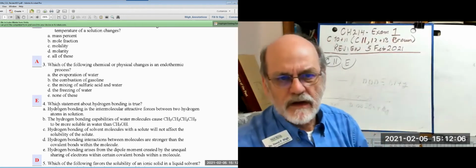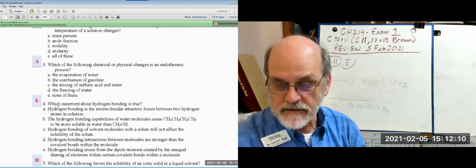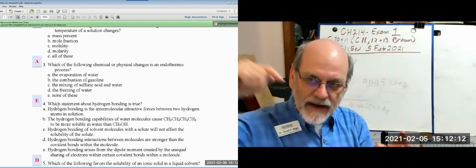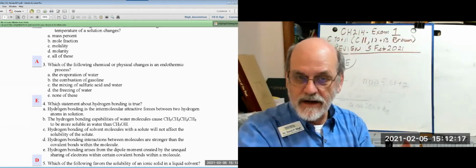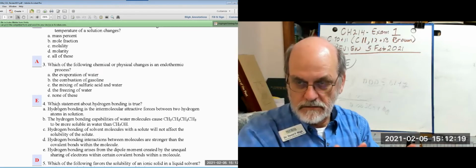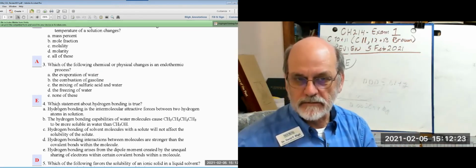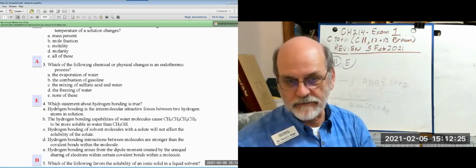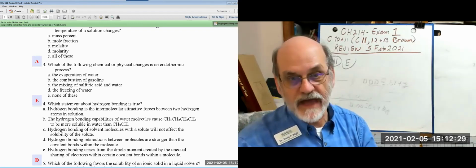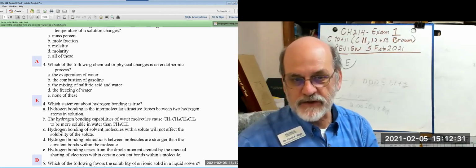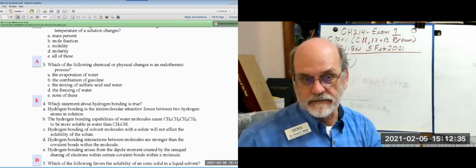3. Which of the following chemical or physical changes is an endothermic process? Endothermic: you have to add energy, any heat, to do the process. Evaporation of water. That's definitely endothermic. Combustion of gas. That gives off a lot of heat. That's exothermic. Mix sulfuric acid and water. Believe me, that will get very hot.